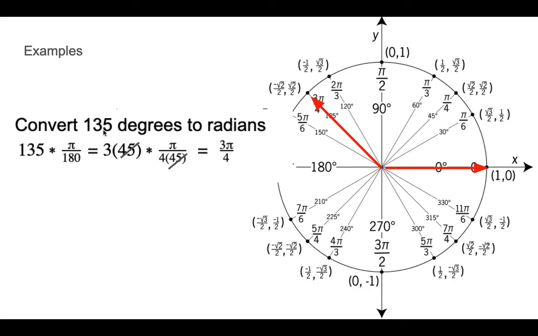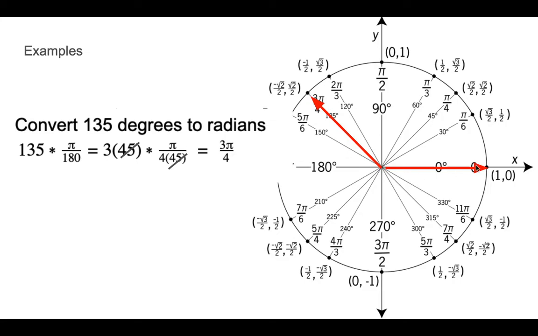For example, if you wanted to convert 135 degrees to radians, then you're going to use pi over 180 so that the degrees will cancel out. With 135 and 180, the way that I think about this is reducing fractions. So 45 is a factor of both of these, okay? And so that will reduce, and I will get 3 pi over 4.